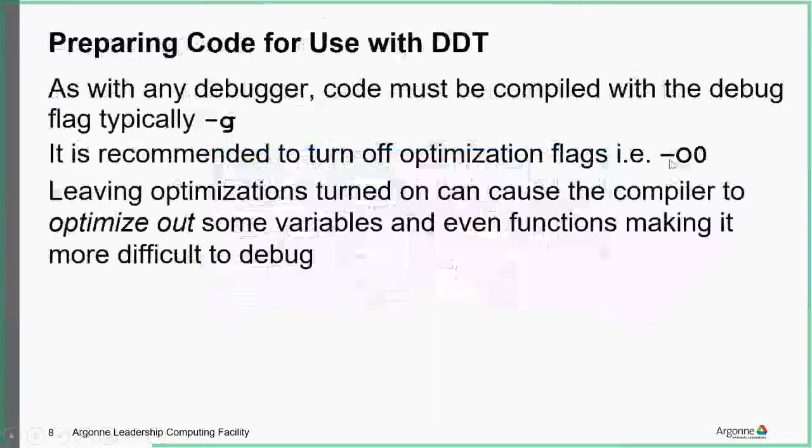Typically it's -O0. If you leave it out, it can cause the compiler itself to optimize out some variables that you might be interested in, or even some functions, making it difficult to debug.